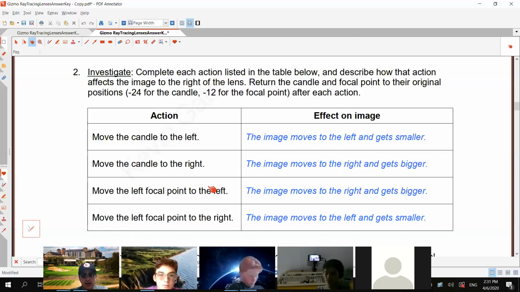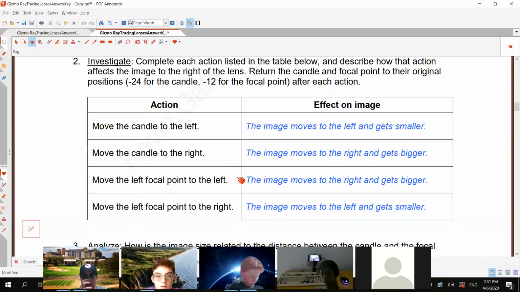Moving the focal point now to the left and keeping the candle in its position at 24, the image moves to the right and gets bigger. Okay, so moving the focal point closer to the image made the image get bigger and move to the right. Move the left focal point to the right, the image moves to the left and gets smaller.